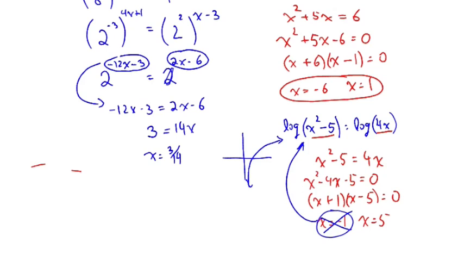Next one. Does 5 work? Well, let's see. 5 squared is 25. 25 minus 5 is 20. 4 times 5 is 20. They're both positive, so this one works perfectly fine.